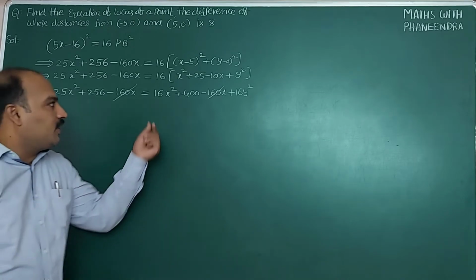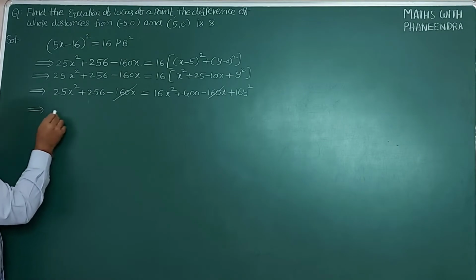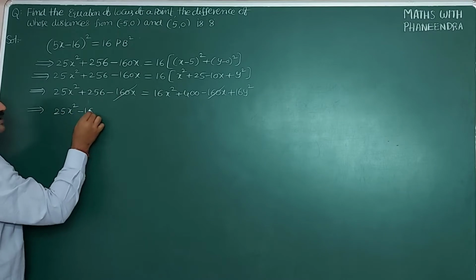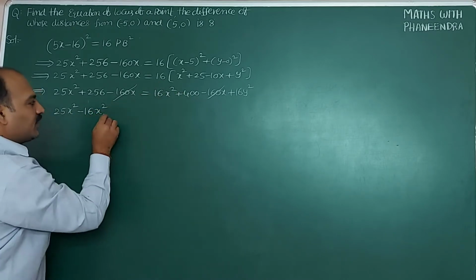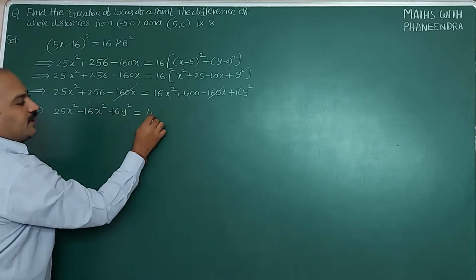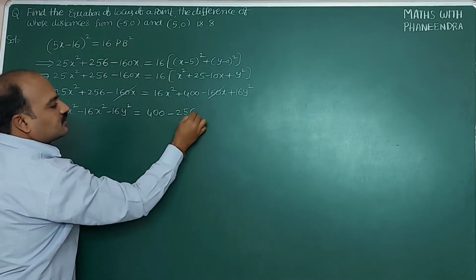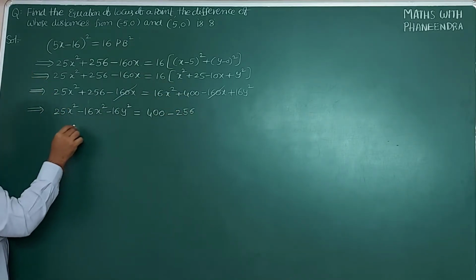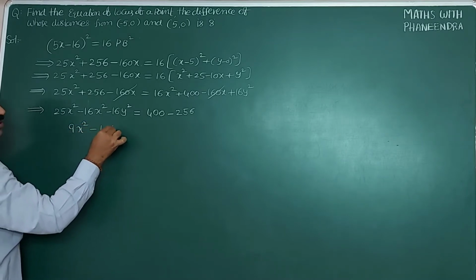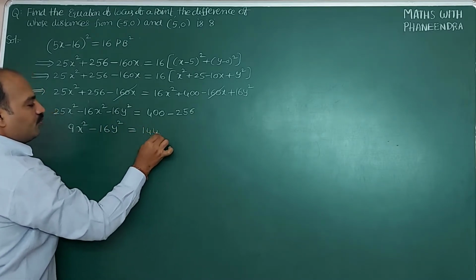After that, the x square and y square terms I am taking to this side. So 25x square, 16x square you can take this side, minus 16x square. Next y square also you can take, minus 16y square, is equal to 400 here already, and 256 we are taking to this side, minus 256. So 25x square minus 16x square is 9x square, minus 16y square is equal to 400 minus 256, which is 144.